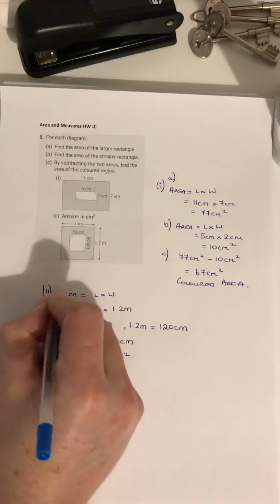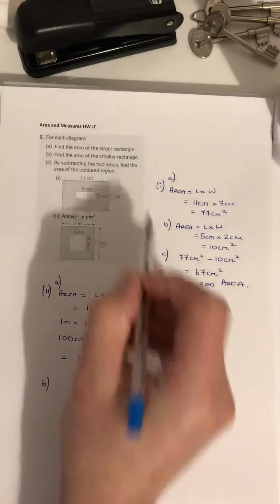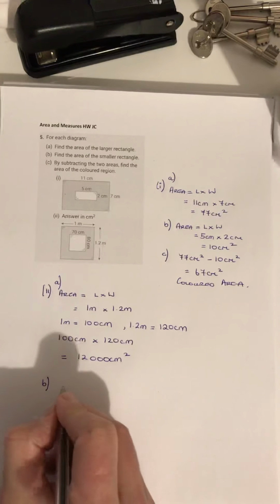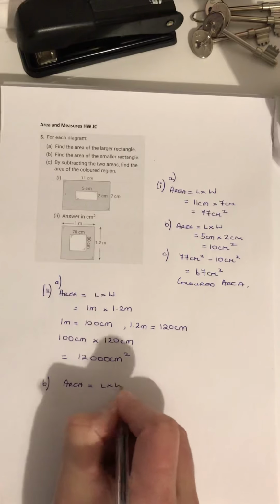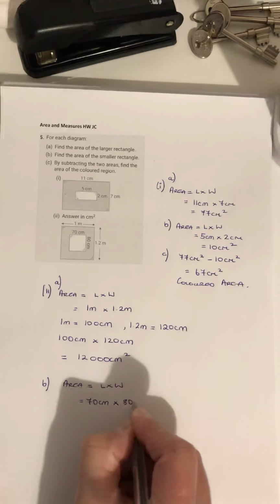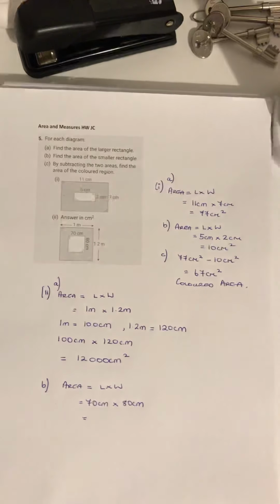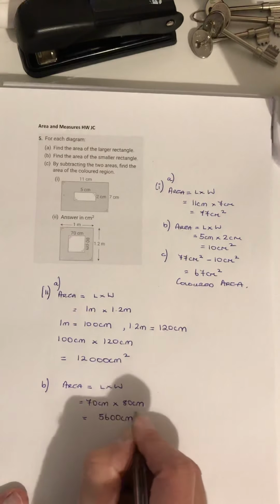So part A again. Now for part B, I'm going to find the area of the smaller rectangle. So the area again is equal to length by width, 70 centimeters multiplied by 80 centimeters, which is equal to, on your calculator, 70 multiplied by 80 is equal to 5,600 centimeters squared.